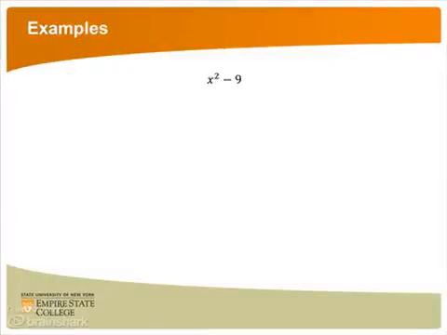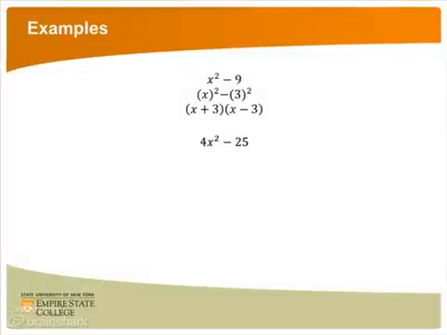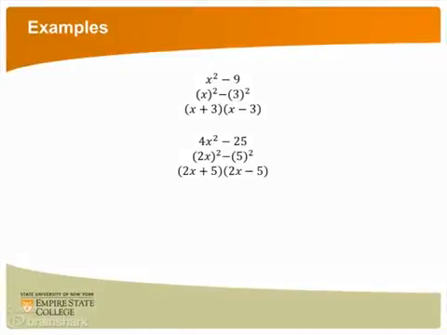Suppose you want to factor x squared minus 9. First, recognize that x squared is x squared, and that 9 is 3 squared. So x squared minus 9 is factored as x plus 3 times x minus 3. What if we want to factor 4x squared minus 25? 4x squared is the quantity 2x squared, and 25 is 5 squared. So 4x squared minus 25 is 2x plus 5 times 2x minus 5.